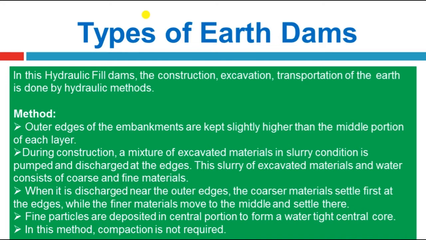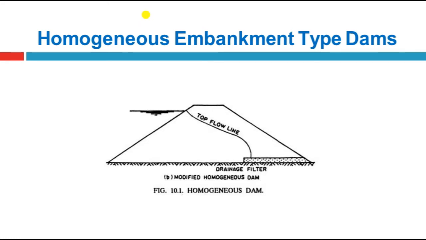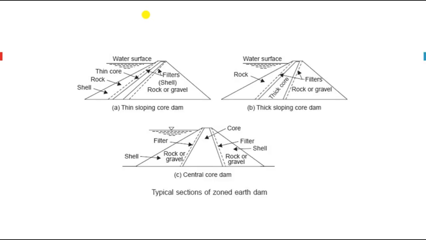In this method, first we build the outer edges of the embankment, kept slightly higher than the middle portion of each layer, and in the middle we create a pool for forming the core. See in the picture, that is the homogeneous dam. In this type of dam, no separate core is built. That is the sloping core dam, one is a thick sloping core dam, and that is a zone dam. It is one type of example of a hydraulic fill dam. In this type of dam, first the slopes are built gradually and then filled with a slurry of soil.